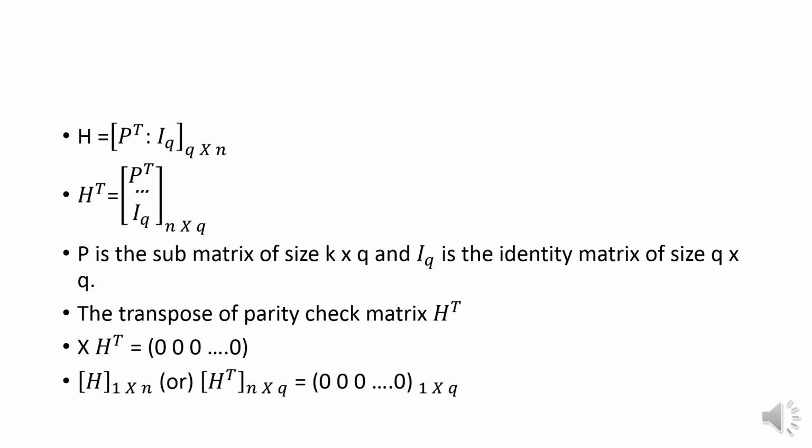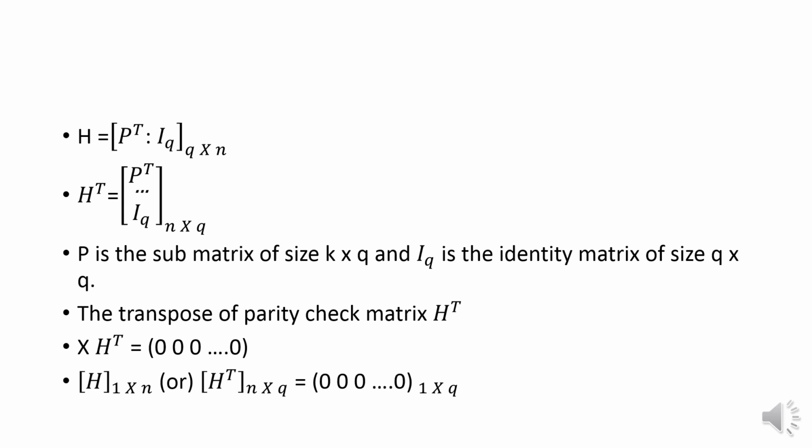The syndrome vector S is of size 1 cross q. Thus q bits of syndrome can only represent 2 power q syndrome vectors. Each syndrome vector corresponds to a particular error pattern. In that way we calculate the syndrome vector, that is, S is equal to y into H transpose.